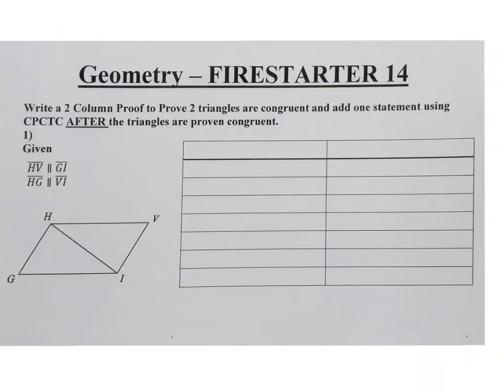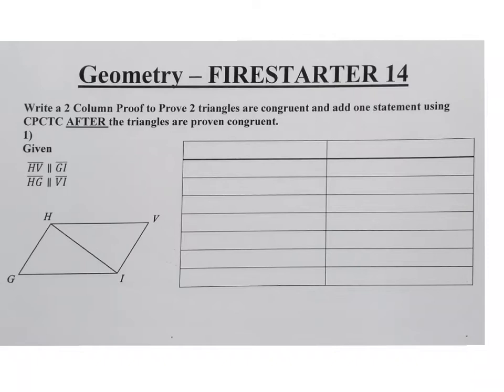Now, remember, we have from the other page, we have 5 choices already that we could use. We could use side, side, side. We could use side, angle, side. We could use angle, side, angle. We could use angle, angle, side, and we could use hypotenuse leg, which we haven't talked a lot about yet. We'll be talking about that in the upcoming week.